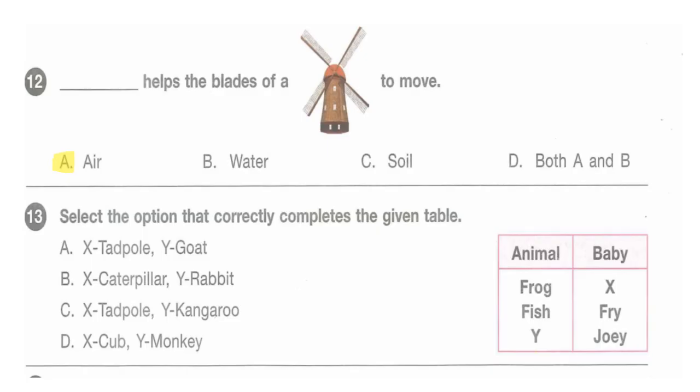Question number 13. Select the option that correctly completes the given table. A. X tadpole, Y goat. B. X caterpillar, Y rabbit. C. X tadpole, Y kangaroo. D. X cub, Y monkey. The table has two columns: animal and baby. The baby of the frog is X; the baby of fish is called fry; and for Y, the baby is joey. So we have to select the option that correctly completes the given table.